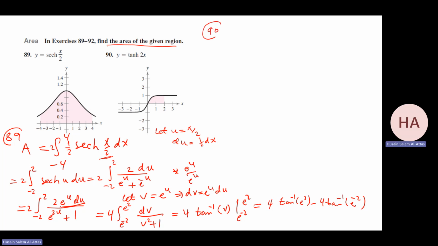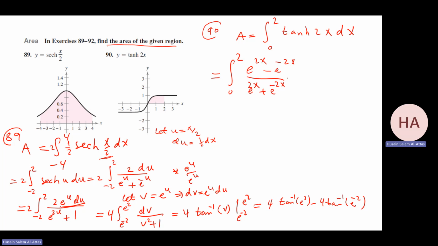No problem. Next, I need to find the area, which is from 0 to 2 of tan hyperbolic x dx. I'll write the formula. That is e to the x minus e to the minus 2x over e to the x plus e to the minus 2x dx. That will be tan hyperbolic 2x. Yeah, the idea is very clear. I let u equal e to the x plus e to the minus 2x. So it will be du.